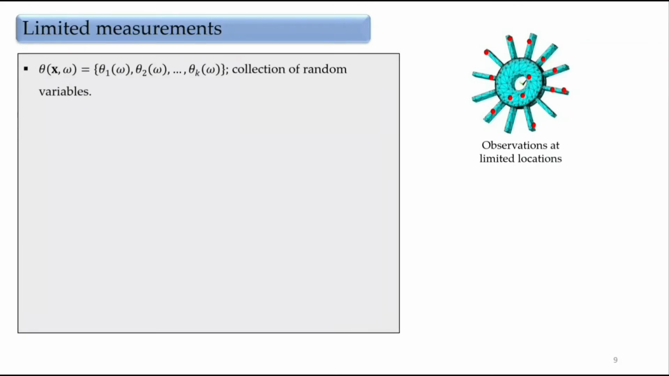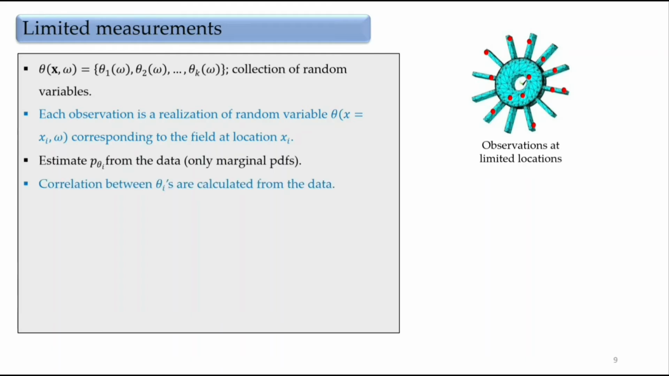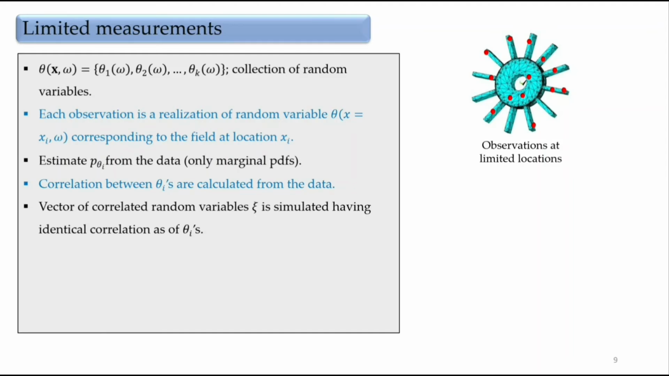The locations at which data is collected are taken to be the random variables, and each of the observations corresponding to these locations are taken to be realizations of such random variables. Once the data is collected, we need to estimate the marginal PDF of each of these random variables and subsequently the existing correlation among those random variables through the statistical processing of the data. Once the correlation is obtained, we need to simulate the correlated random variable xi having the same correlation as we have obtained in the previous step.